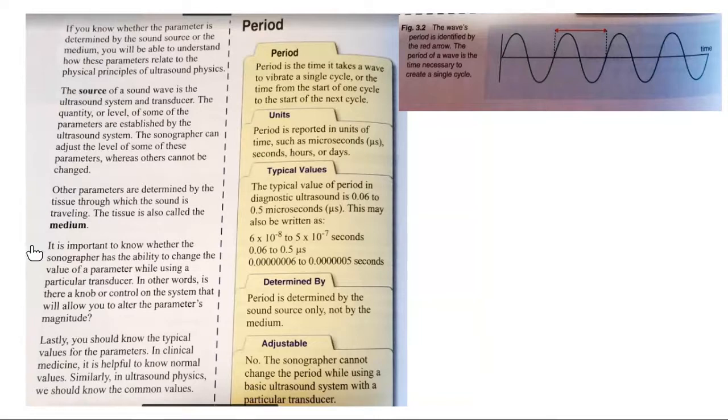It is important to know whether the sonographer has the ability to change the value of a parameter while using a particular transducer. Otherwise, is there a knob, a control, or a switch on the system that will allow you to alter the parameter's magnitude? Lastly, you should know the typical values for the parameters. In clinical medicine, it is helpful to know the normal values. In ultrasound physics, we should know the common values. And the reason it's normal is like if somebody takes your temperature in degrees Fahrenheit, they know if you're running a fever or not. That's the kind of thing that's happening here.